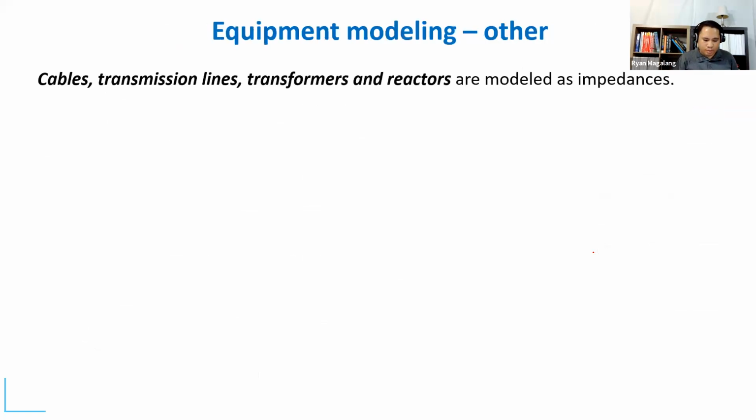Okay. Some data. So cable, transmission line, transformer, reactors are essentially impedances. So they limit your fault current. They don't contribute to the fault, they limit the fault. That's what they do.